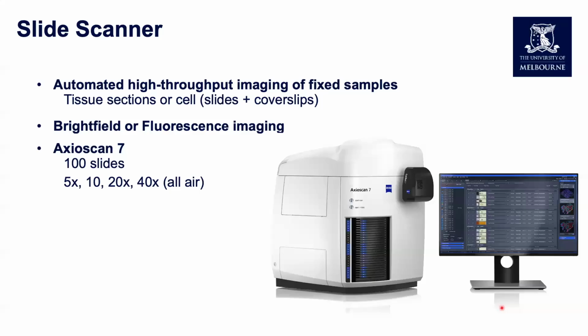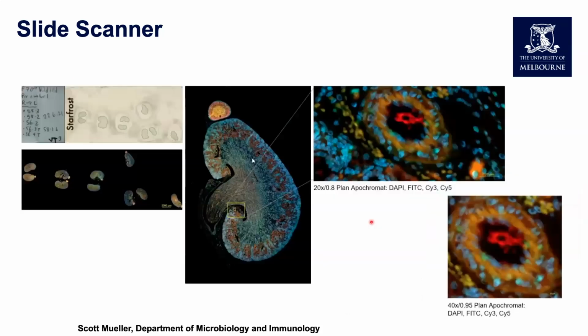The power on this system is that it is high throughput. So we can load in, this is our slide scanner, the AxioScan 7. We can load in 100 slides at a time onto the system, and we can get it to semi-automatically find the tissue and image whatever channels we want. We can do bright field and fluorescence imaging on here. We've got ranging from 5 up to 40x objectives on that system. And again, this is kind of meant to be plug and play. So you come in, set it up, press go, and then leave it to scan overnight.